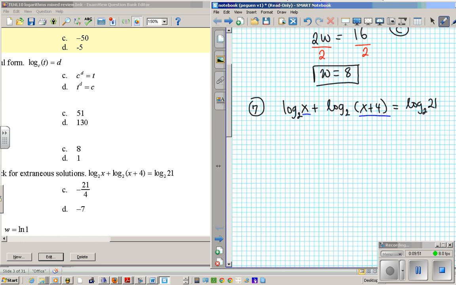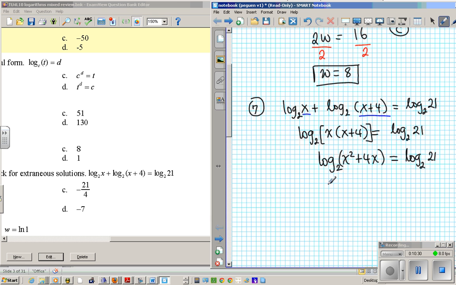You multiply, right? So you're going to have log base 2 of x times x plus 4 on the left side equals log base 2 of 21. Okay? Now what is x times x plus 4? We distribute it, we're going to have x squared plus 4x equals log base 2 of 21. Well, let's put this in parentheses so we know what we're doing. Remember, when you add logs, you multiply the numbers.